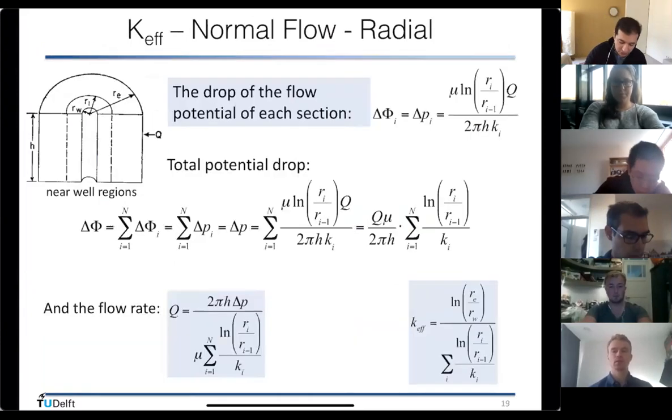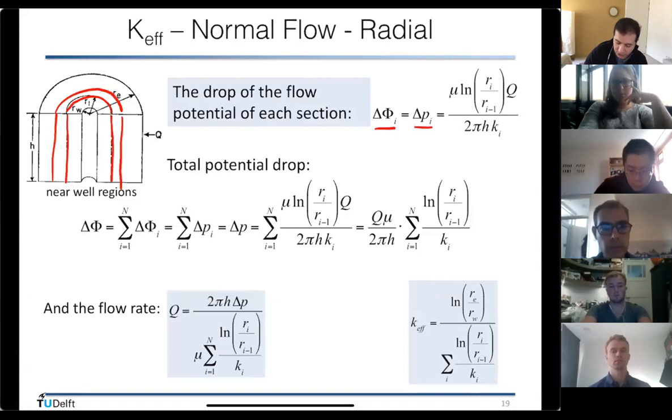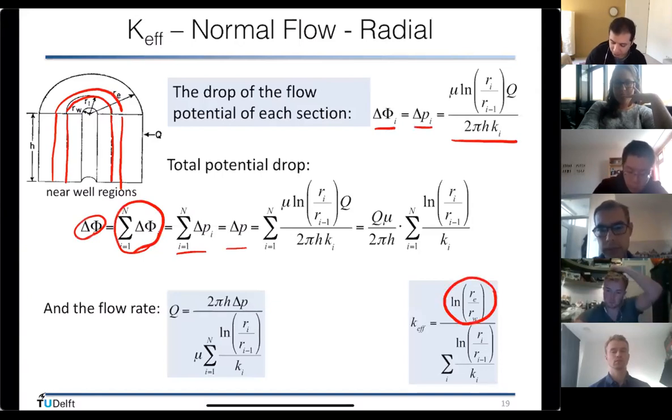For the other one, where you have layers which are normal to your flow rate, so you have one layer here, you have another layer around your well, and so on, you do exactly the same philosophy here, that the potential drop or pressure drop, if you have no gravity, would be given by Darcy's law. Again, cross-section area is 2 pi h. And then you know that the total drop is the summation of individual layers' drop. And that without gravity would be pressure drop. And you do exactly the same stuff, you get that instead of total length, instead of capital L, it's the ratio between your maximum R and your wellbore R divided by individual ratios.